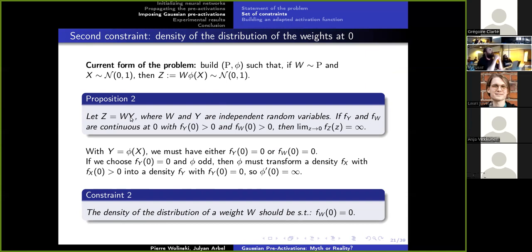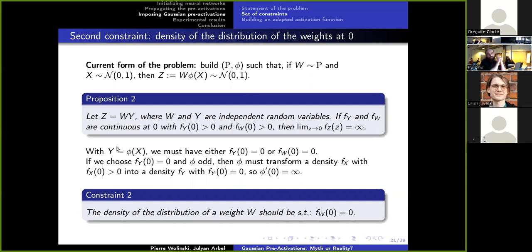And if you get that, then you have a very strange constraint on your activation functions, because they should transform a Gaussian into a random variable with a zero density at 0. So this activation function would have an infinite derivative at 0. I didn't even test these activation functions, but I assume it would lead to inconsistent results. Okay, thanks a lot.